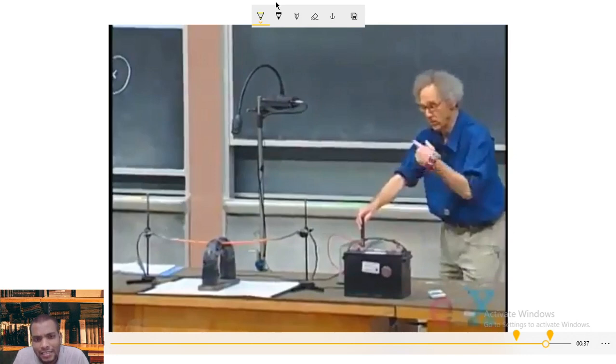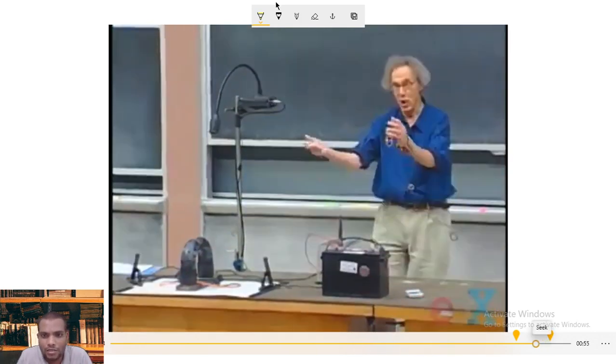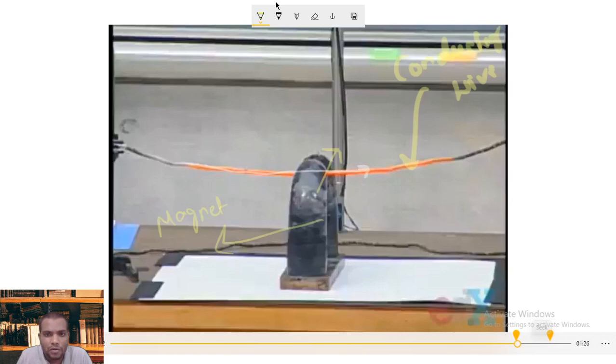When charge is moving in a conducting wire, it creates its own magnetic field. But that magnetic field is not the cause of the force on the conducting wire. Here the force is due to the external magnetic field. The external magnetic field causes the force on the current carrying conducting wire.